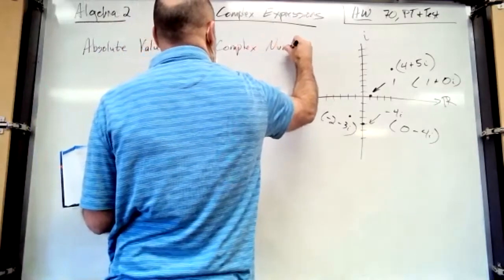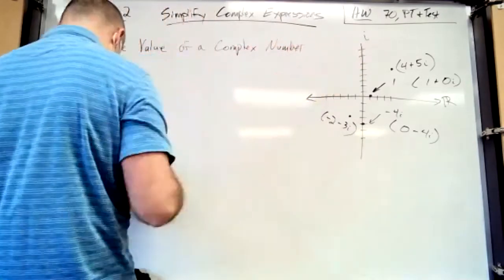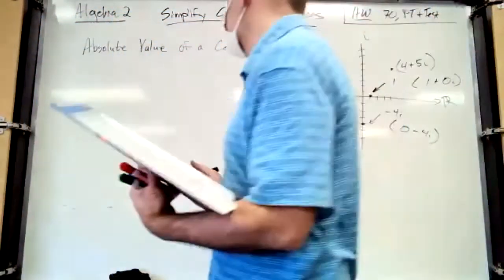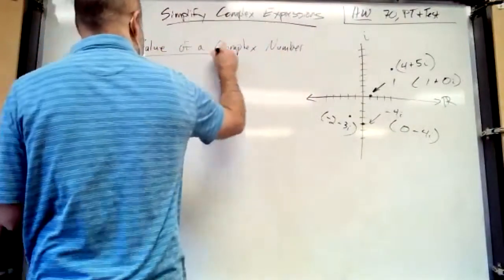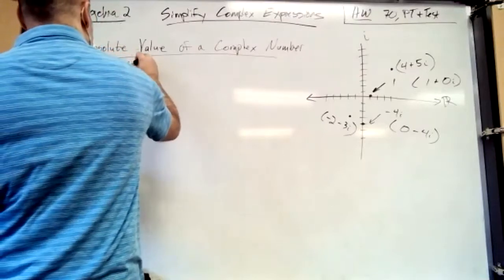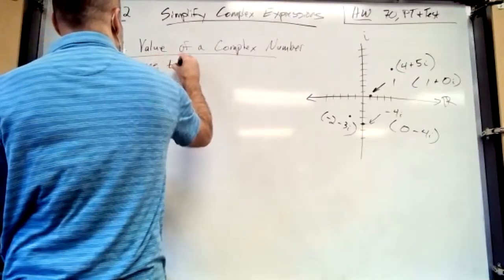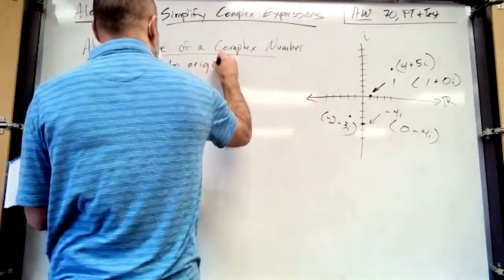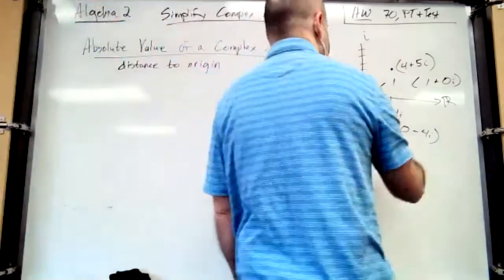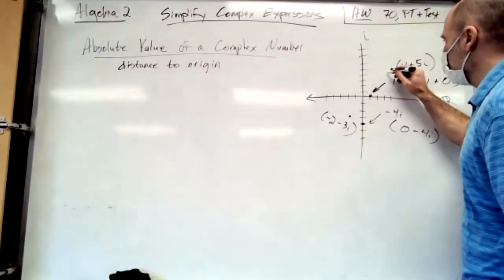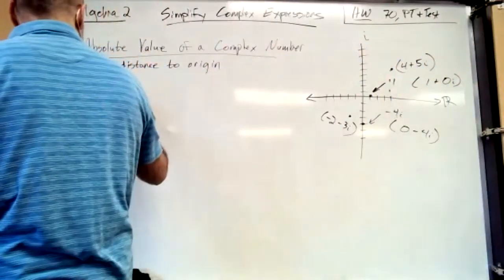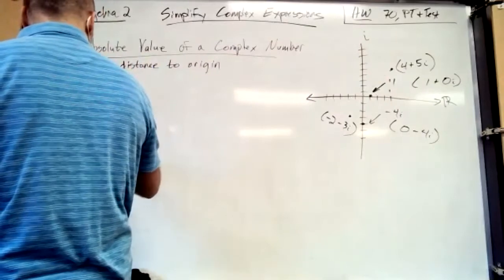So it's the same with a complex number. On this graph, it's basically your distance from the origin. Absolute value of a complex number is basically the distance to the origin. Well, how do you calculate the distance to the origin? Pythagorean. Yeah, Pythagorean theorem, right? Or the distance formula. So if I did the absolute value of 4 plus 5i, I'm going to do it down here.